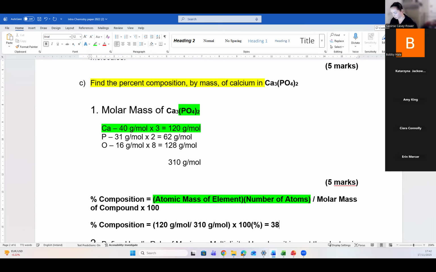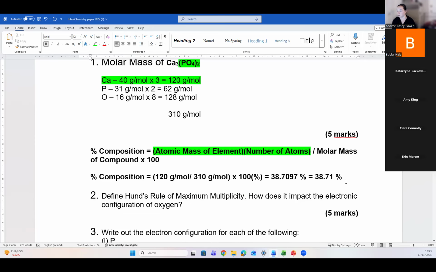For all of these, unless specified, I would round them to 2 decimal places. Some questions will say round to the nearest whole number or round to 3 decimal places. If it doesn't say, I would always round to 2 decimal places. In this case, I got an answer like this, so I would round that to 38.71. And that's your final answer for that one.